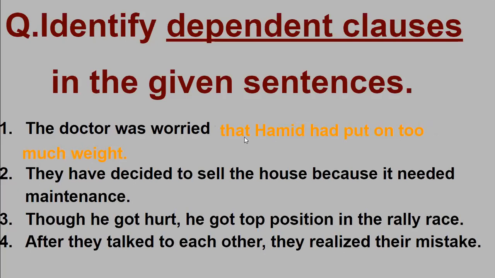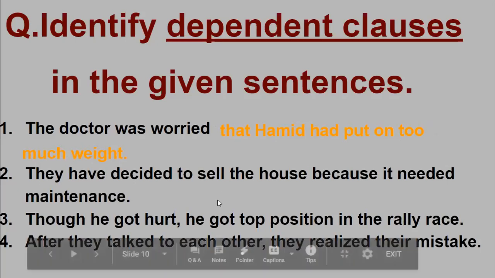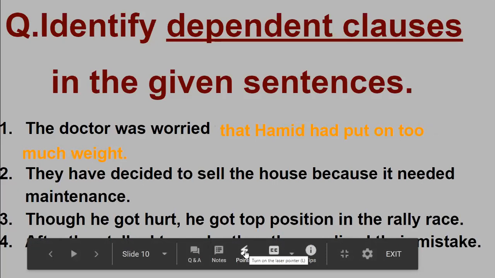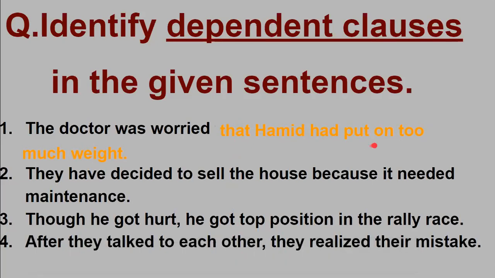Why? Because it is starting with the conjunction "that". Do you understand that? See, it is starting with the conjunction "that". That's why this whole clause is a subordinate clause or dependent clause. Okay, students? So there was a mistake in the question and we have corrected that.